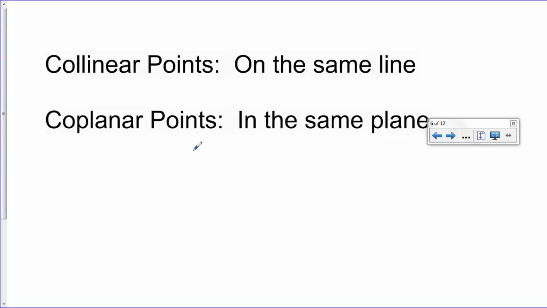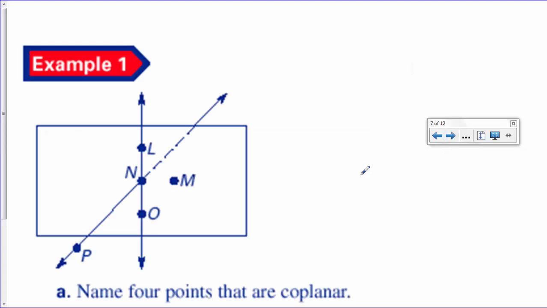The next thing we'll look at are some terms. Collinear points. Collinear means on the same line. Collinear points then are any points that you have on a straight line, and you would name all of those points, or however many you're asked to name. Coplanar points mean in the same plane. Again, these would be points that you would find in a plane, and you would look to see how many points you're asked in a problem to name or to draw on a picture.